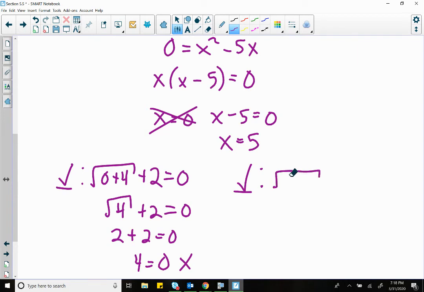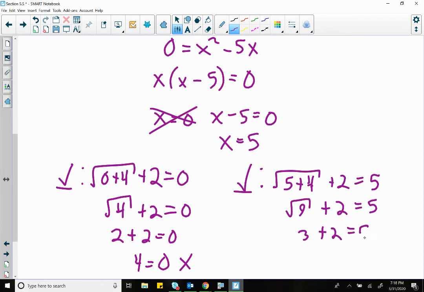So square root of 5 plus 4 plus 2, does that equal 5? Well, the square root of 5 plus 4, that gives us the square root of 9 plus 2 equal to 5. Square root of 9 is 3 plus 2. Does that equal 5? You bet. This one checks out because it's 5 equal to 5. So this is the only answer that works. X equal to 5. All right.